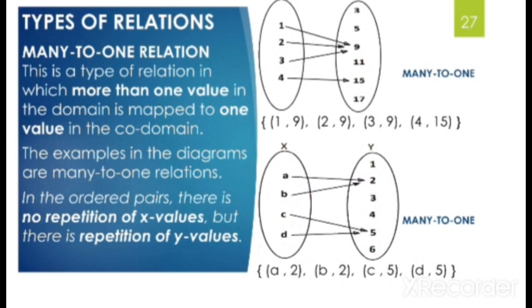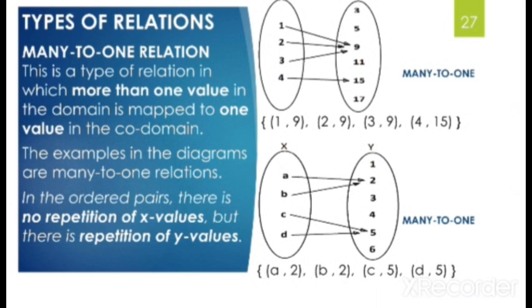So, in the ordered pairs, this is what we look out for to be able to determine whether it is a many-to-one relation. First of all, none of the x values should repeat. So when we look at the examples, let's take example 2. We have A, B, C, and D. None of them is repeating. So that is what we have there.